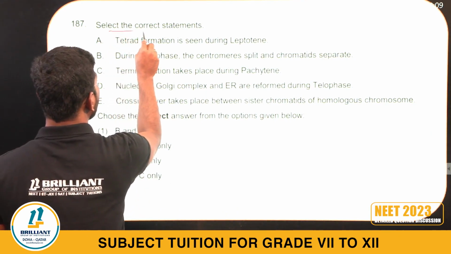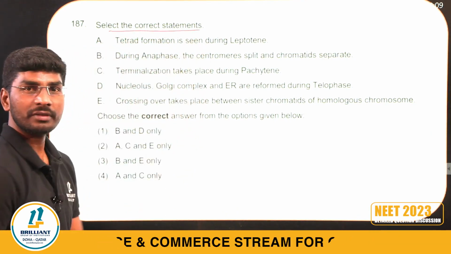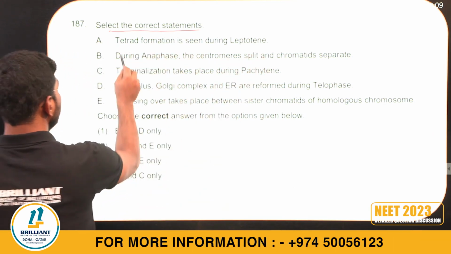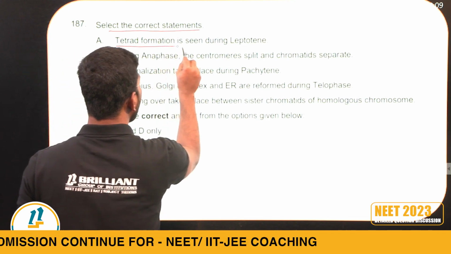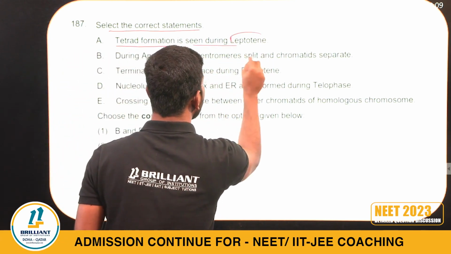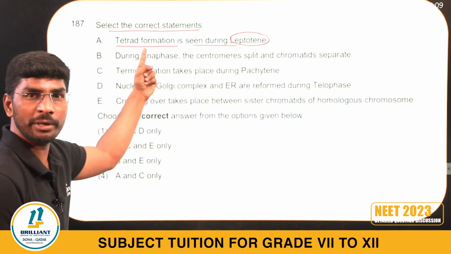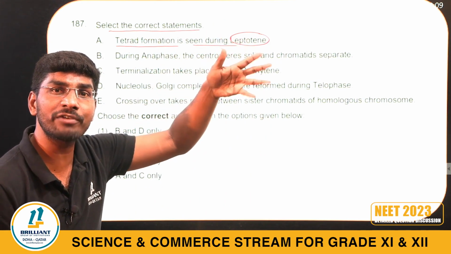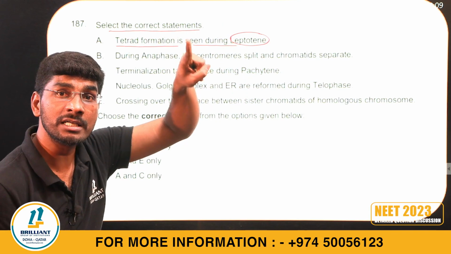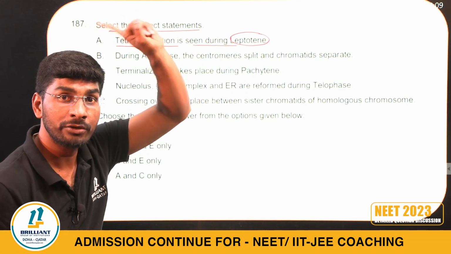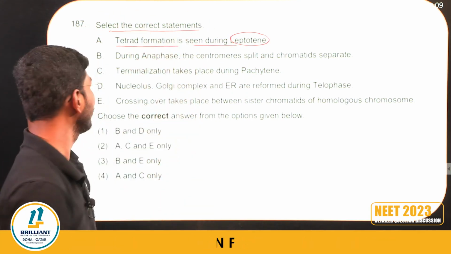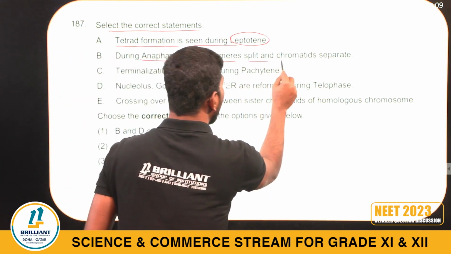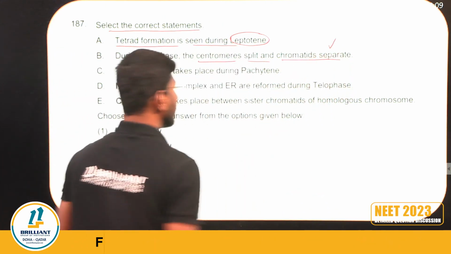Next question, 187th question. Select the correct statements. Cell cycle, cell division chapter. Tetrad formation seen in the leptotene. In the leptotene, tetrad formation is not seen. Tetrad is in zygotene, pachytene. Tetrad, if I am not mistaken, is in zygotene. During anaphase, the centromere splits and chromatids separate. Correct statement.